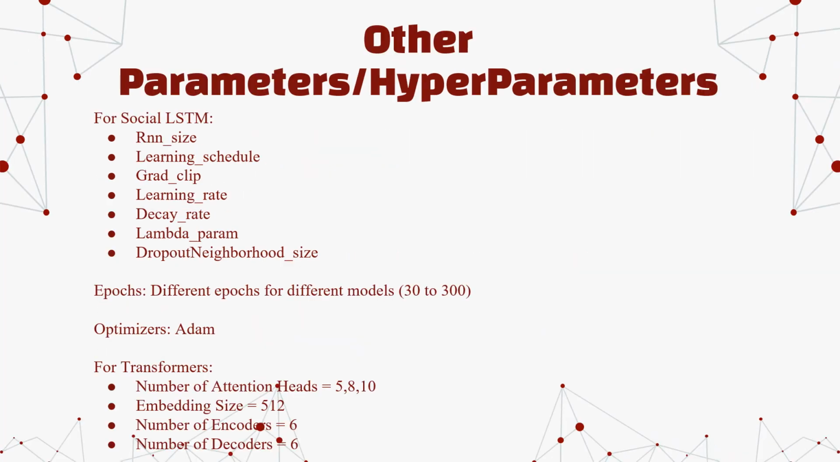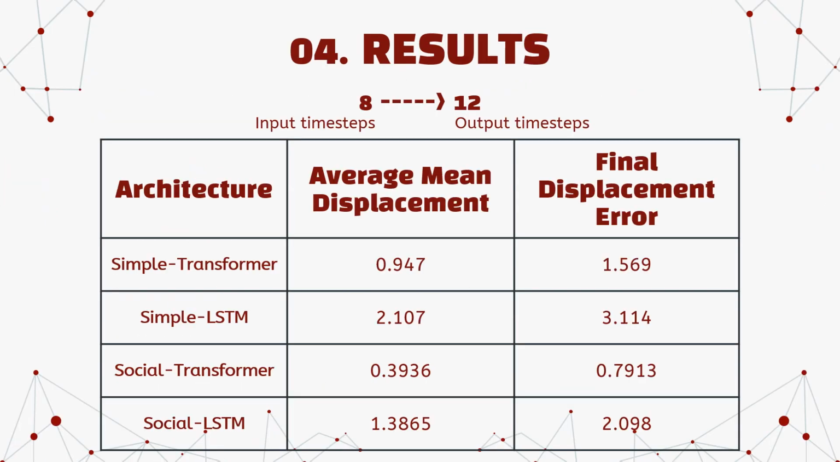The data is processed to get the spatial information, like which pedestrians are in the neighborhood of other pedestrians. Here in this slide, you can see the various parameters such as size of the RNN network, the grad clipping, learning rate, decay rate, dropout, and also the number of attention heads and the number of decoders and encoders.